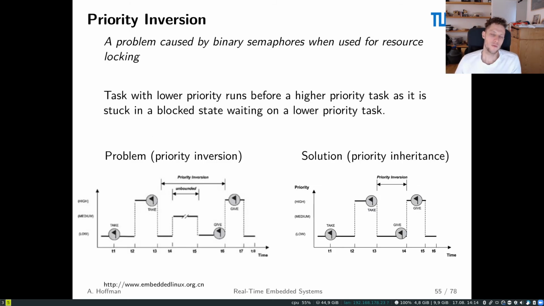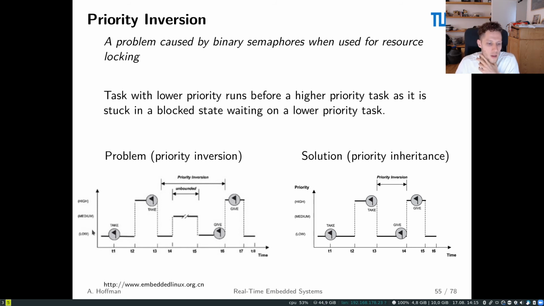The problem with the classic semaphore, now not the FreeRTOS synchronization semaphore but what POSIX defines as a semaphore, a binary atomic increment or decrement of a value in memory, is that you can run into a problem called priority inversion. The definition I've written here is that a task with a lower priority runs before a high priority task, and the high priority task is stuck in a blocked state waiting on the lower priority task. Something can happen, which I'll explain using these two pictures.